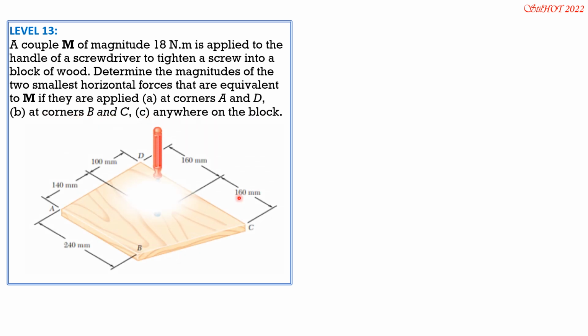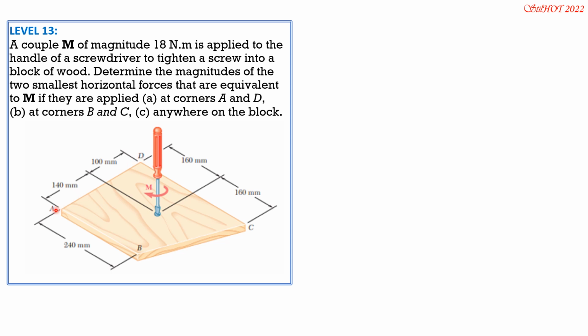So remember, the objective is to minimize, or find the smallest horizontal forces equivalent to this couple. If equal forces, opposite in direction, are to be applied at A and D, then the force at A would be in that direction, and the force at D would be in the opposite direction.